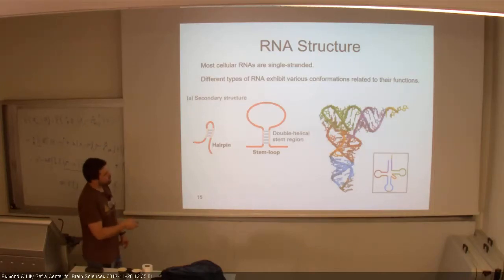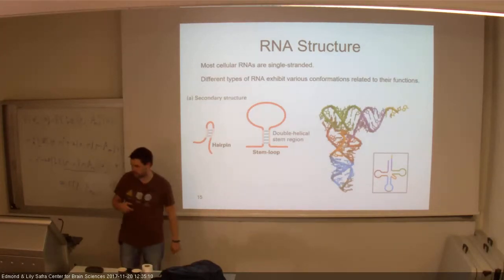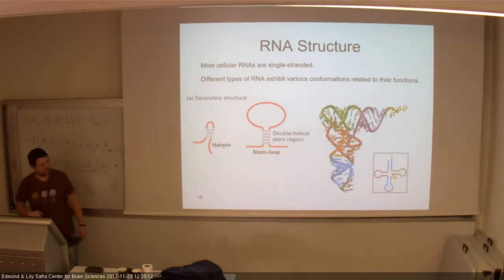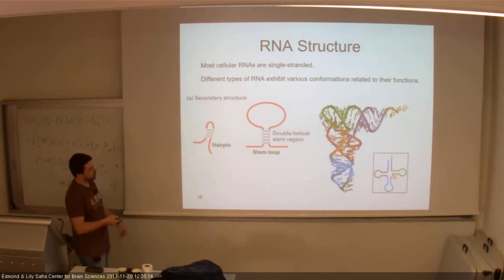This is an example of a tertiary structure, and this is a different way to show the same molecule. This is a tRNA molecule that is in charge of pairing a codon, or a sequence on the mRNA molecule, to the appropriate amino acid on the other side of the tRNA. That's why it's called a transfer RNA.